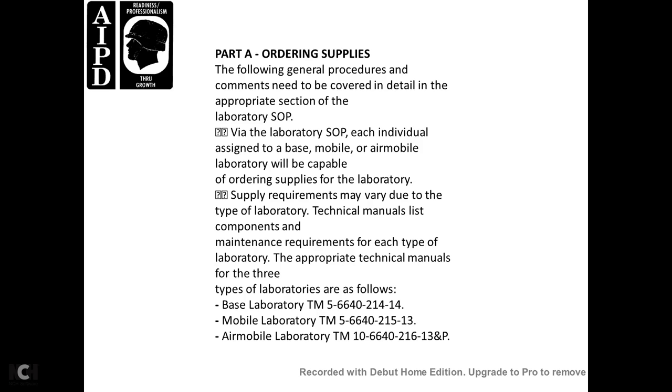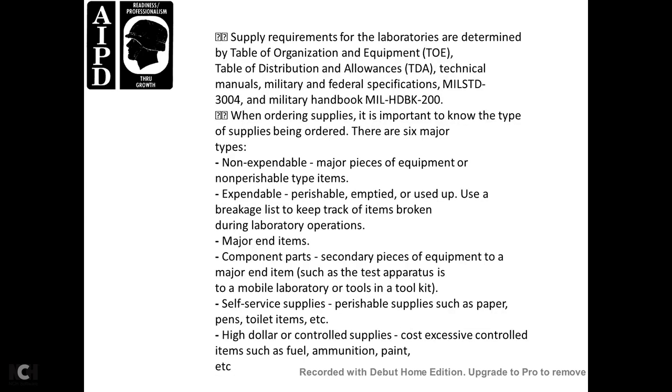The appropriate technical manuals for the three types of laboratory are as follows: base laboratory, technical manual 5-6640-214-14; mobility laboratory, TM 5-6640-215-13; air mobility, technical manual 10-6640-216-13. Part B, supply requirements. Laboratories are determined by the table of organization and equipment, the table of distribution and allowances, technical manuals, military and federal specifications, military standards 3004, and military handbooks 200.